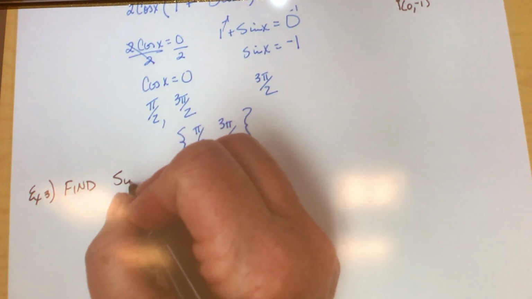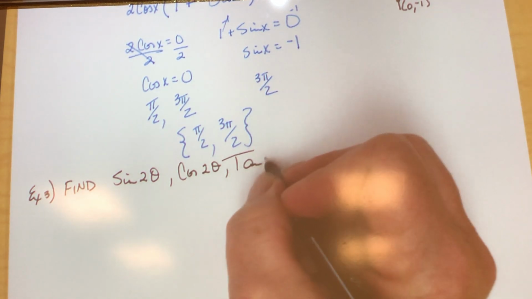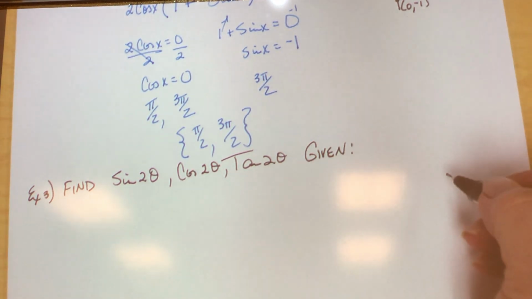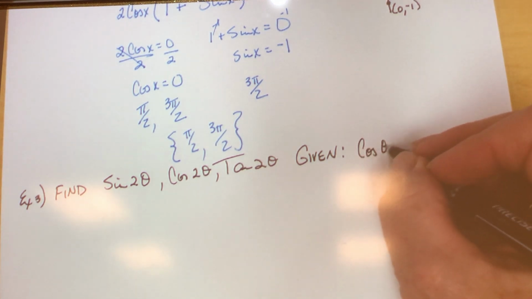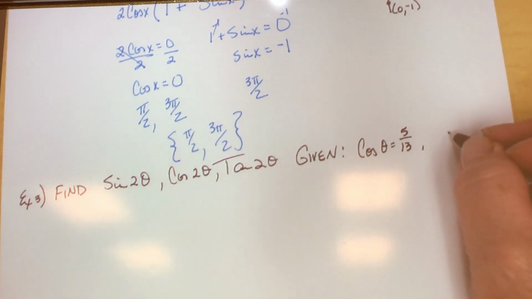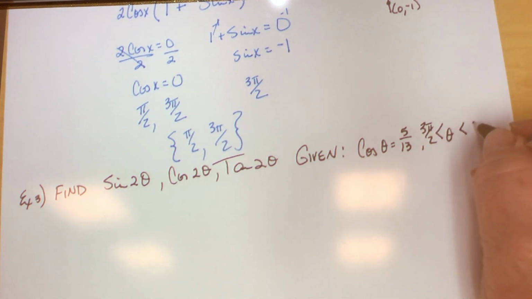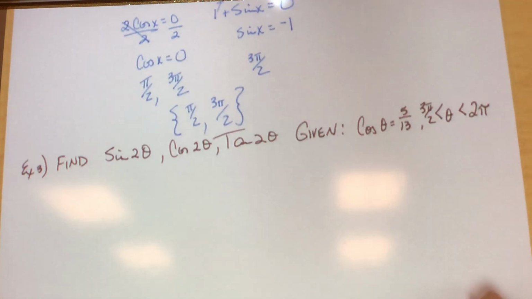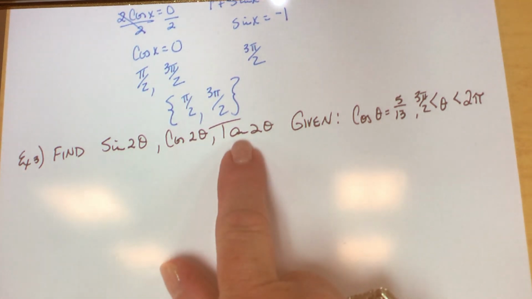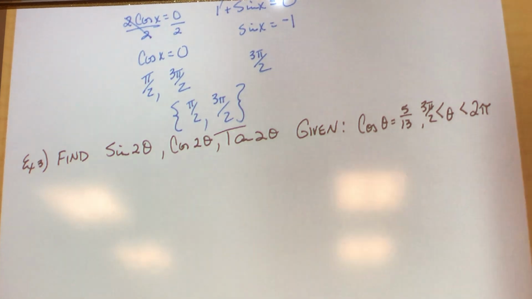So we're gonna find the sine of 2 theta, the cosine of 2 theta, and the tangent of 2 theta, given that the cosine of theta is equal to 5/13 and theta is greater than 3 pi over 2 and less than 2 pi. Wait, is that supposed to be tan? This is tan. It just looks like TA. No, it's tan.